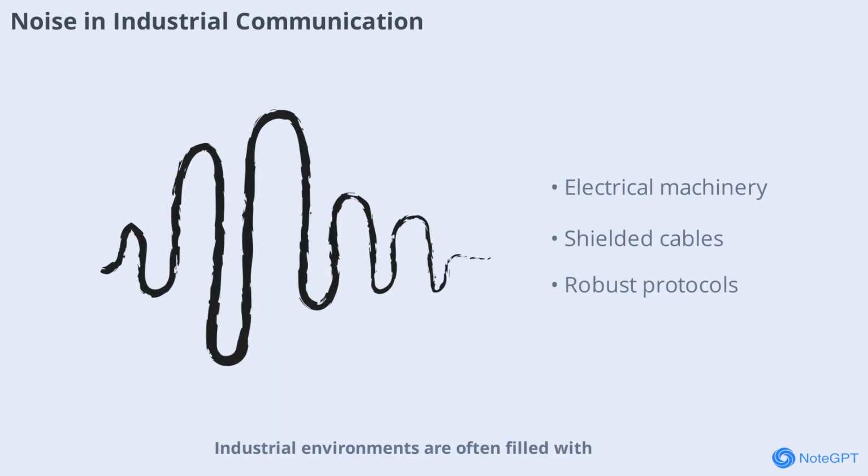Industrial environments are often filled with electrical machinery that generates significant noise. Communication systems in factories and plants must be designed to withstand high levels of electromagnetic interference. Shielded cables and robust protocols are essential for reliable industrial communication.